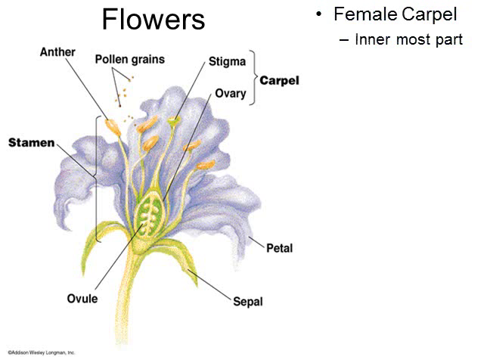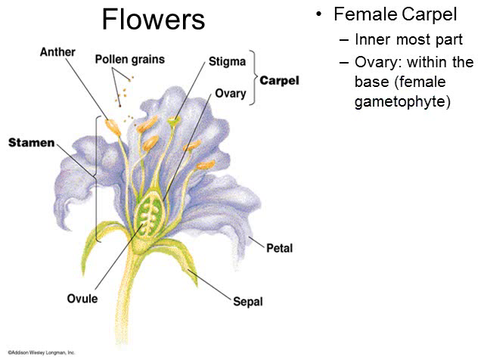So let's first of all focus our attention, ladies first, on the female part of the plant. If we look at this picture right here, the innermost portion of this flower is the female part called the carpel. We'll start at the bottom and work our way up. At the base of this flower, we have what's called an ovary, a round base at the bottom.